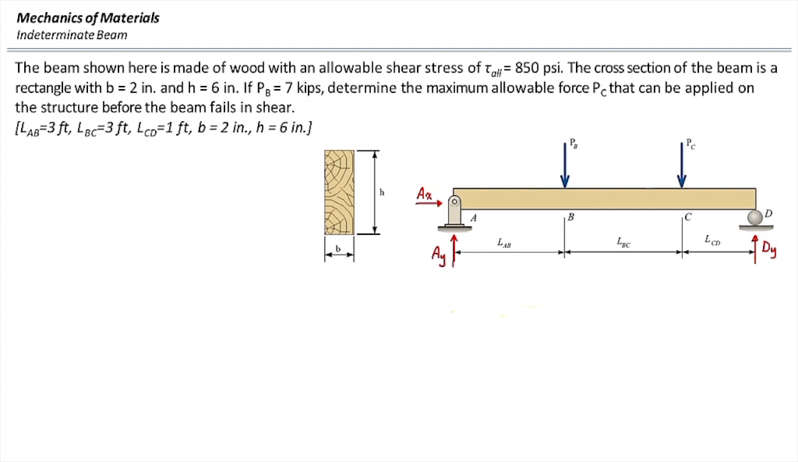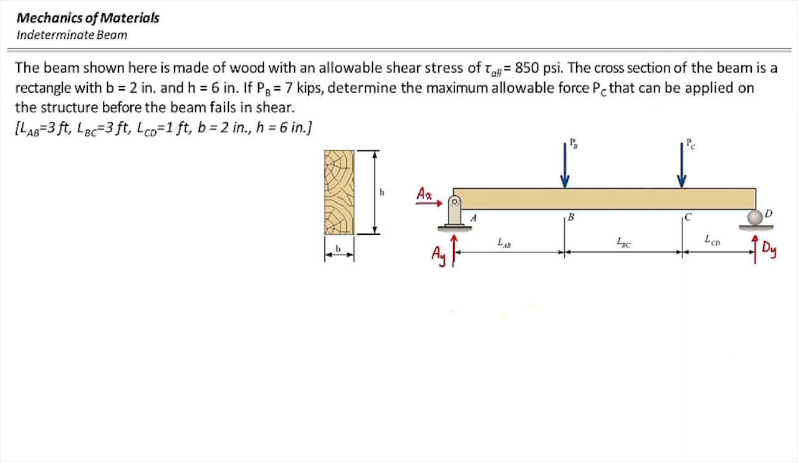If P_B equal to 7 kips is applied on this beam, what would be the maximum allowable force P sub C that the beam can take? The length of the beam is given, also the distance of each of these forces to the supports are provided. Before doing the calculation, again, let's plan a solution for this problem.